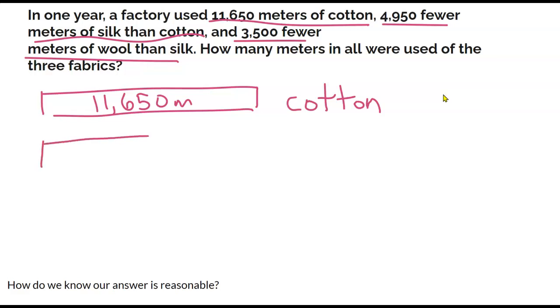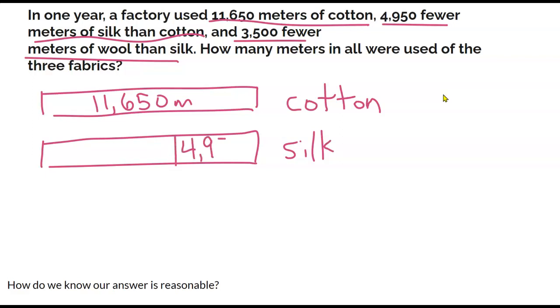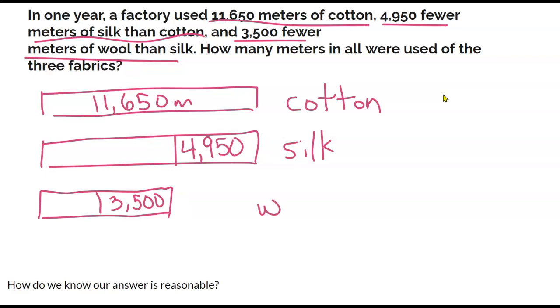So this is how much they used of silk, but they used 4,950 meters fewer than they used of cotton. And then they also used some wool, and they used 3,500 fewer meters of wool than silk. So that means that they used 3,500 meters fewer of wool. Right? So we're not sure how much wool they used, and we're not sure how much silk they used. But we know how much cotton they used, and we want to know how many meters were used of all three fabrics.